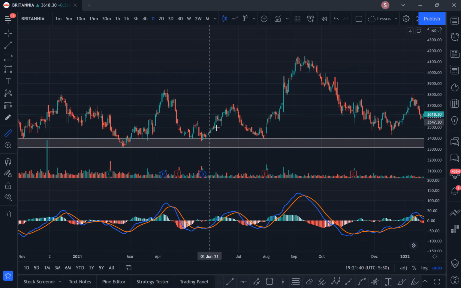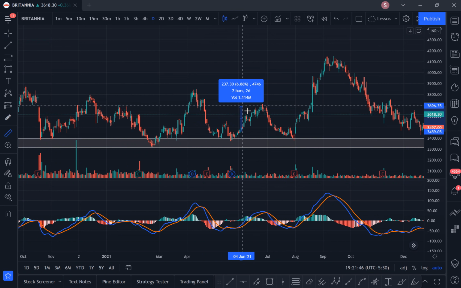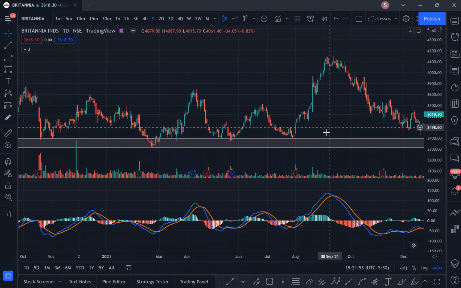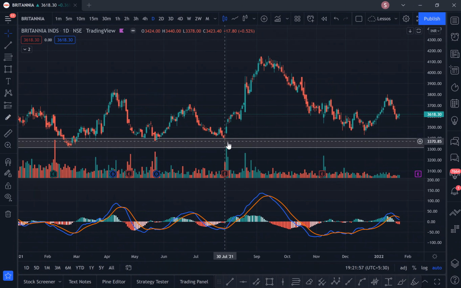So if you measure how much you could have made if you would have entered at this point and exited over here, you could have made easily around 7 to 8%. So no problem at all. So again you see again the price comes down here, and then you see again it bounces up.